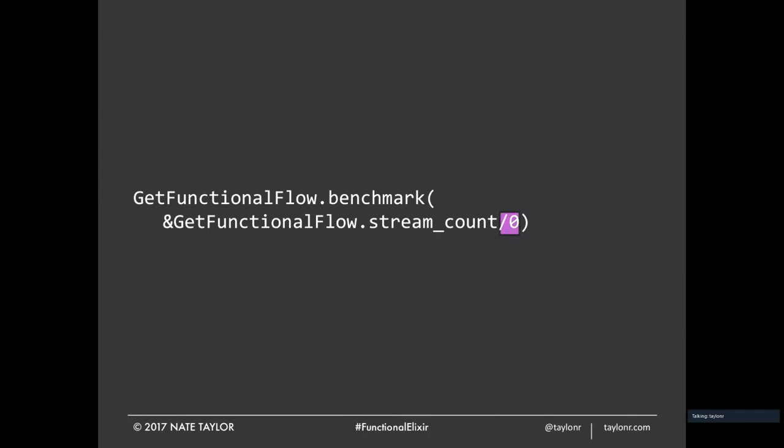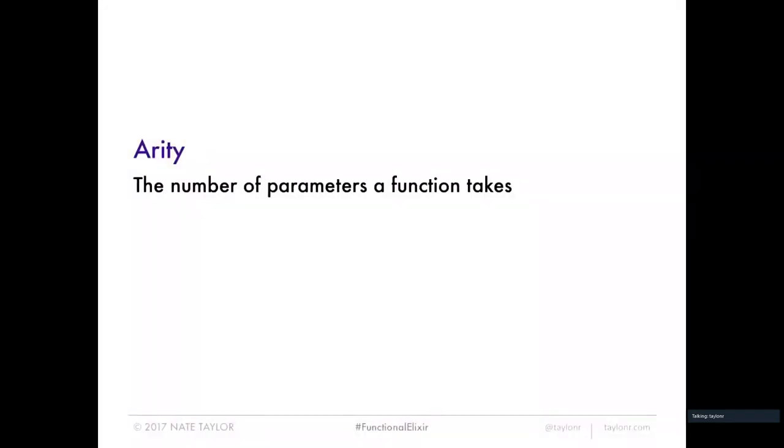And arity is another one of those big functional programming words or big O notation words. Arity is just the number of parameters that a function takes. And so stream count, theoretically, could have a version that takes 0 parameters, a version that takes 1, that takes 2, that takes any number of parameters. In reality, in this code, there's only one version of stream count. It takes 0 parameters. But Elixir doesn't know that, so we have to tell it which version we want to run. So we're telling it to call the version that takes 0 parameters.